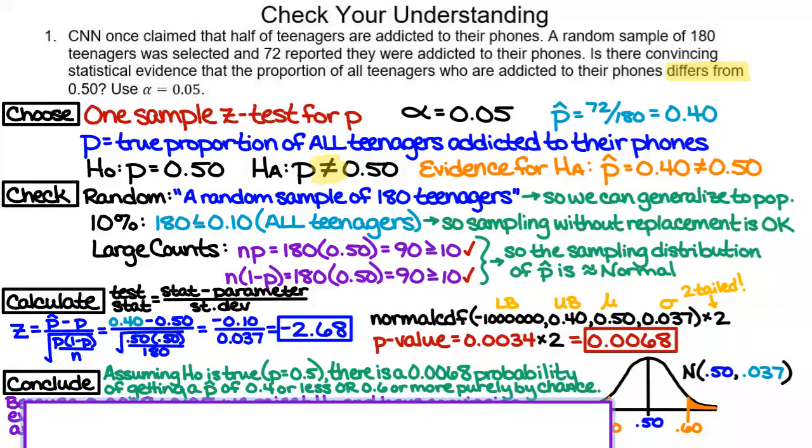First, we have to interpret the p-value. So interpreting my p-value: assuming the H0 is true, p equals 0.5, there's a 0.0068 probability of getting a p hat of 0.4 or less, my shading. So 0.4 or less, or, because I had shading in another spot, 0.6 or more, purely by chance.